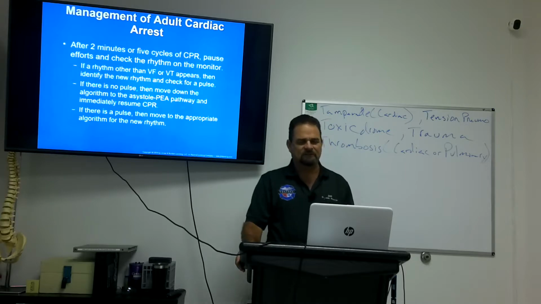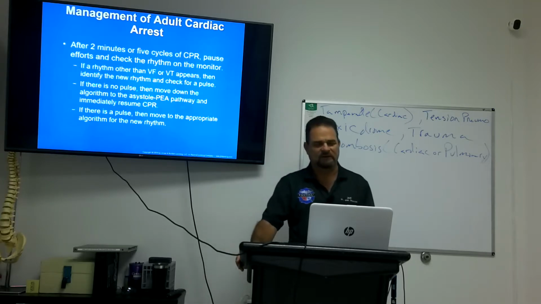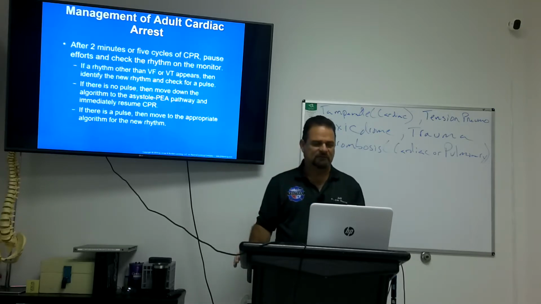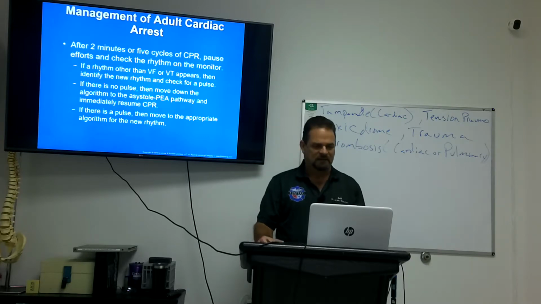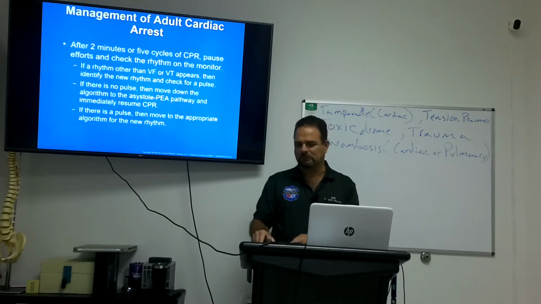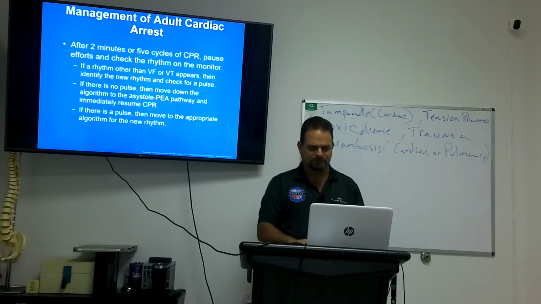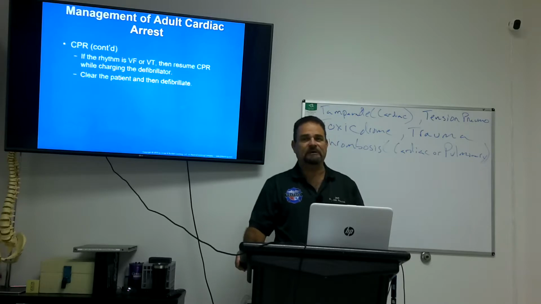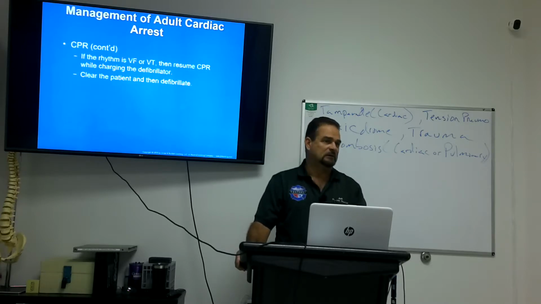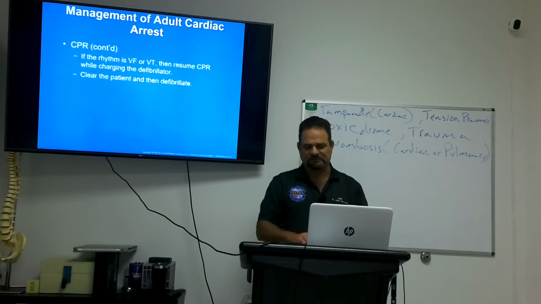If a rhythm other than VFib or VTach appears, then identify the new rhythm and check for a pulse. If there's no pulse, then move down the algorithm to the asystole PEA pathway and immediately resume CPR. If there is a pulse, then move to the appropriate algorithm for the new rhythm. If the rhythm is VFib or VTach, then resume CPR while charging the defibrillator. Always, when the defibrillator is charging, take the opportunity to continue CPR. Clear the patient and then defibrillate.